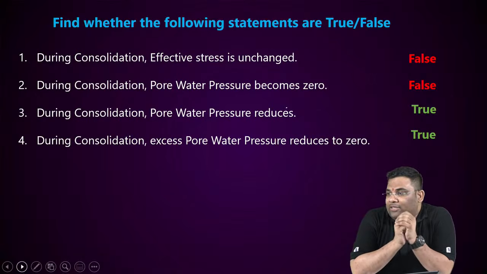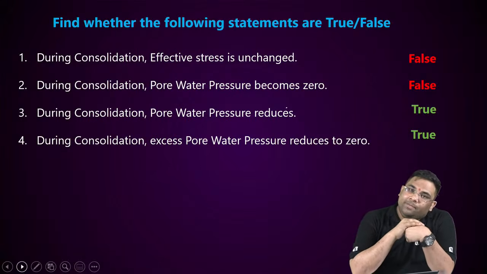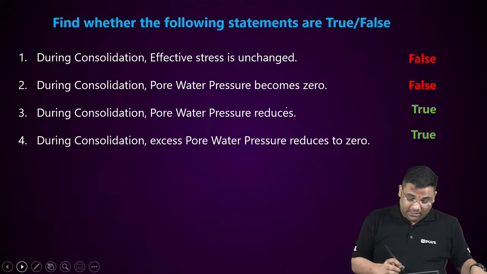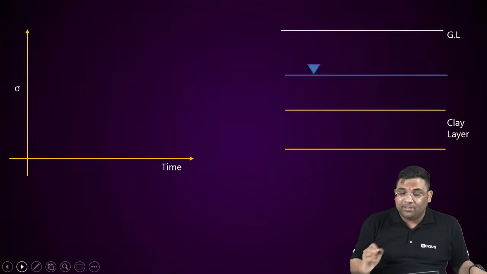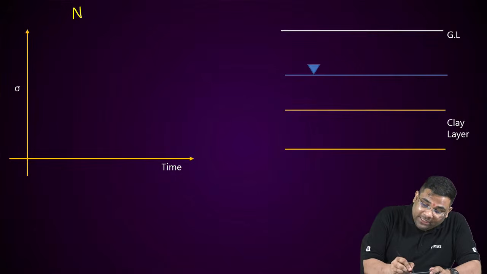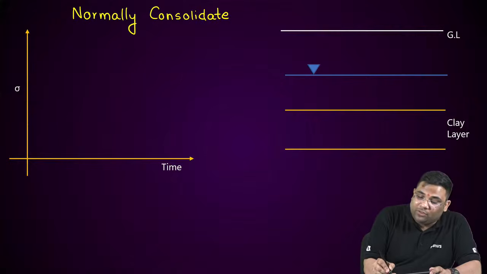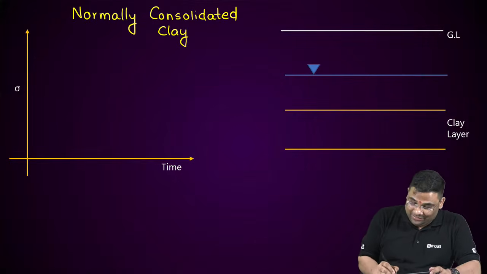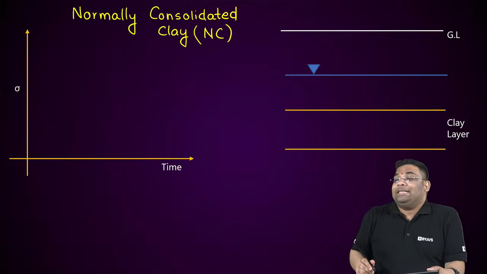Now, before ending this class, I will introduce two more terms. And from tomorrow we will go into the consolidation settlement. So two more terms I will introduce. The first term is normally consolidated clay. What is this normally consolidated clay? You might have heard this term a lot. NC clay, right? Okay, so what is this? Let us understand.